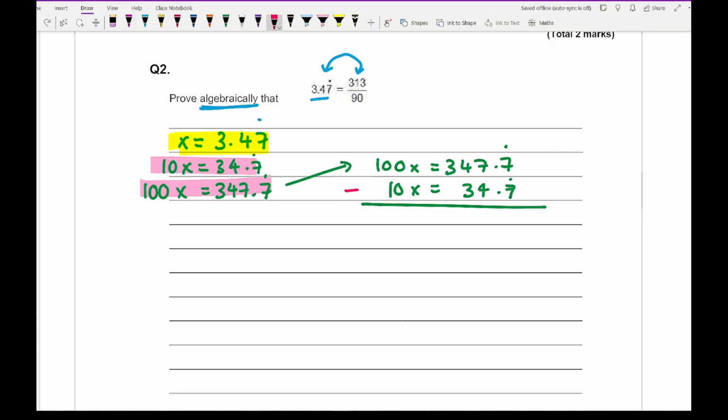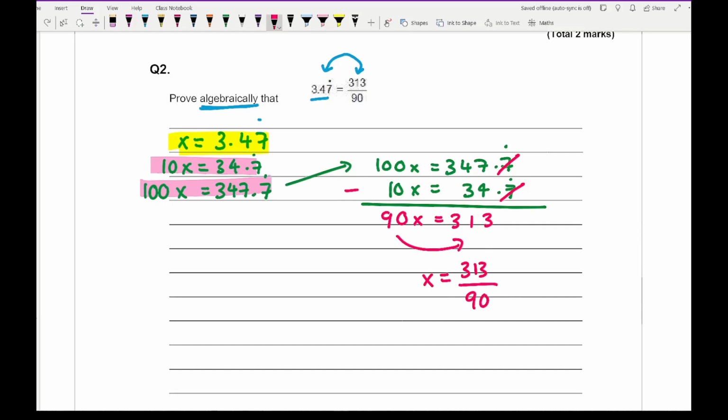So 100x take away 10x is going to give me 90x. And then here, what I then want to do is do the takeaway. So here it's going to be relatively easy because the top number is bigger. So this is going to cancel out, and here I've got 3, 1, 3. And then from this, take the 90 over. So I've got x equals 313 over 90.